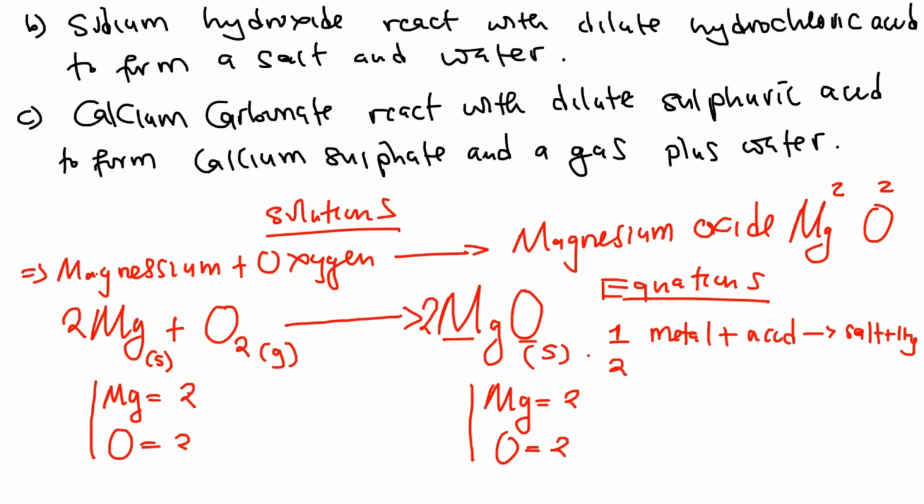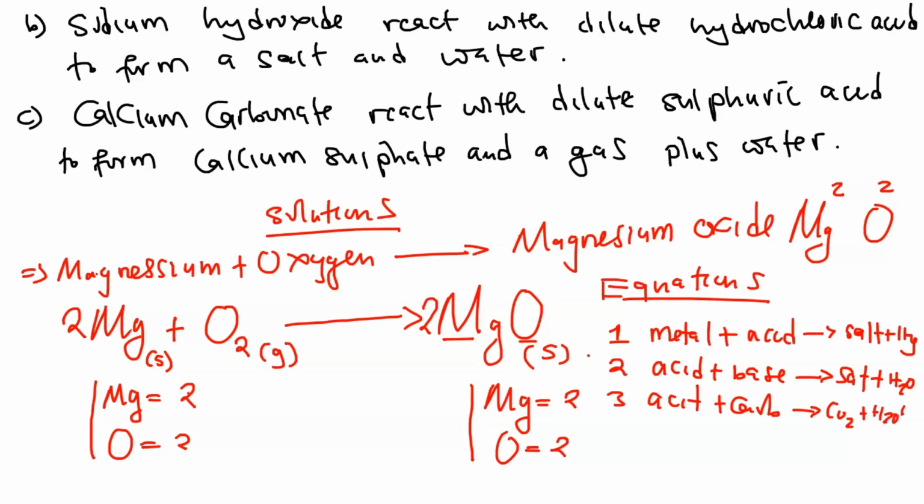Or you're going to find a base, acid and base. Acid reacting with what? A base. And this is called the neutralization reaction. What is formed is salt plus H2O, water only. Then of course the third one, you are going to find acid plus a carbonate. And what is formed here is carbon dioxide, water, and of course what? A salt. So these are the general reactions that you are going to find.